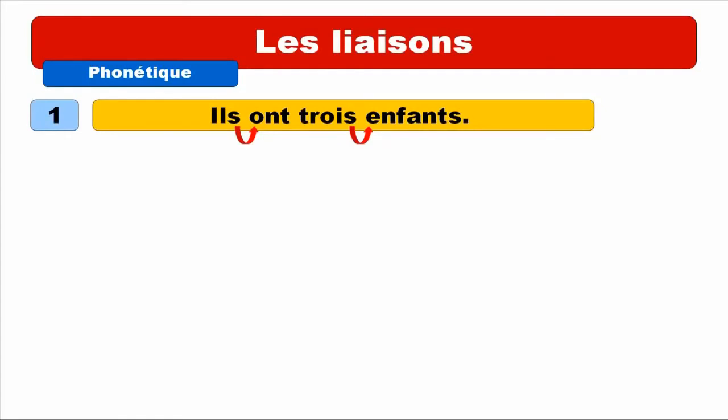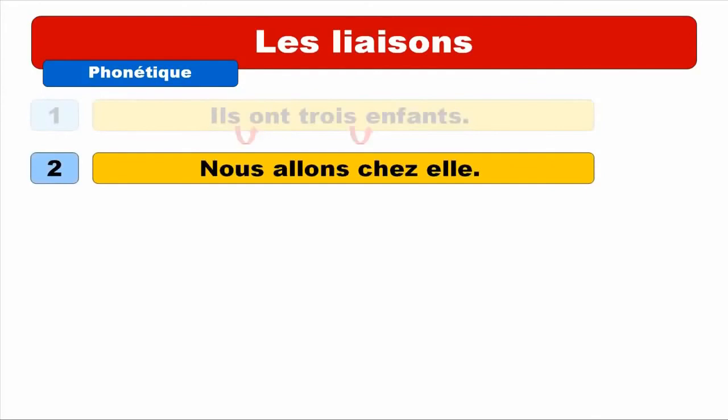Okay. Second sentence. Nous allons chez elle. Okay. So same thing. Let's see how it goes if we put some liaison. It's possible to do 2 liaisons. The first one between nous and allons. So you get nous allons. And then the second one between chez and elle, and you get chez elle. Okay, so let's read the whole sentence now together. Nous allons chez elle. Repeat.